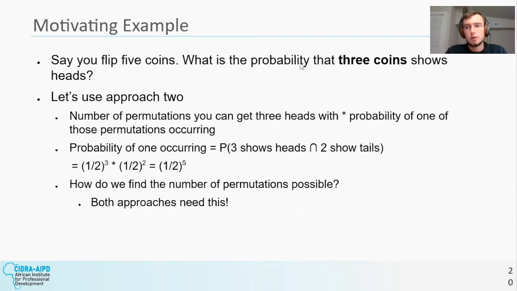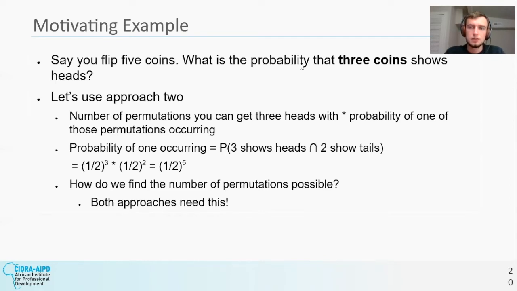If we use either approach for this, let's use approach 2, where the probability of 3 coins showing heads is the number of permutations that give you 3 heads times the probability of one particular permutation occurring, assuming all those permutations have the same likelihood. The probability of one permutation is the probability that 3 coins show heads and 2 show tails. Let's say the first 3 coins show heads and the last 2 show tails. That's 1/2 to the power of 3 times 1/2 to the power of 2, for a total of 1/2 to the power of 5 as the probability of heads, heads, heads, tails, tails.